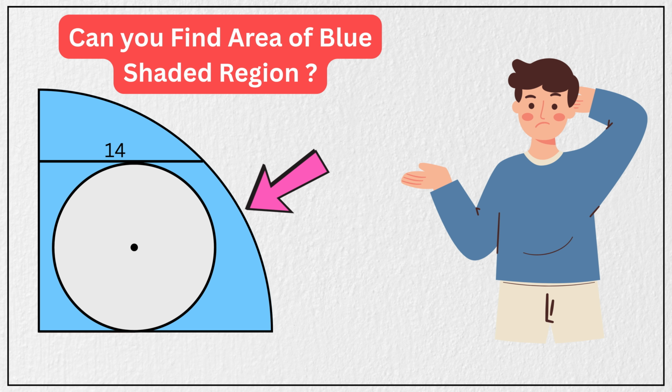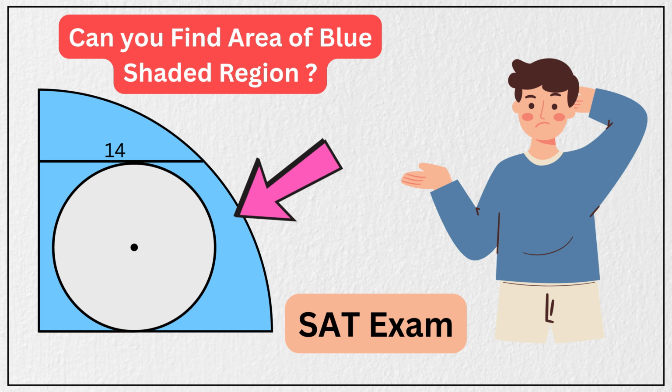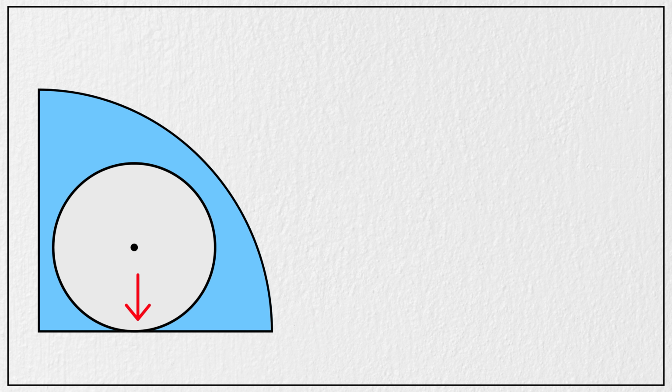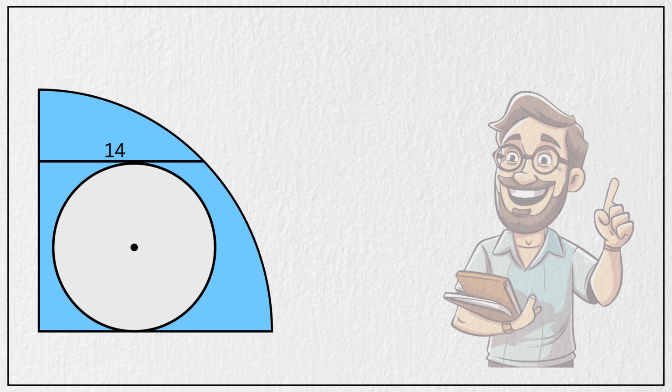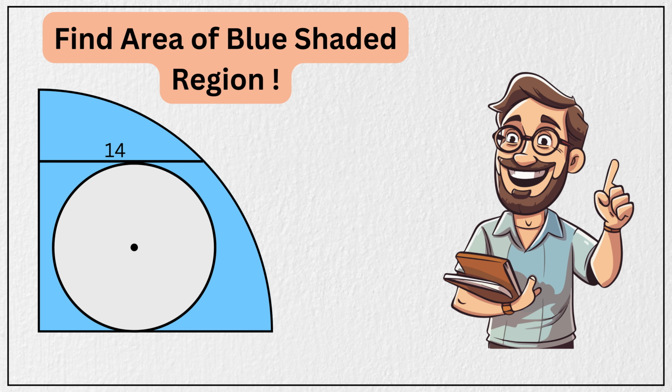Can you solve this geometry problem asked in SAT exam? We are given a quarter circle like this. Inside this quarter circle, a full circle is placed in such a way that one of the straight edges of the quarter circle touches the full circle externally like this, and the length of this tangent at the top is 14 units. And our goal is to find the total area of this blue shaded region.